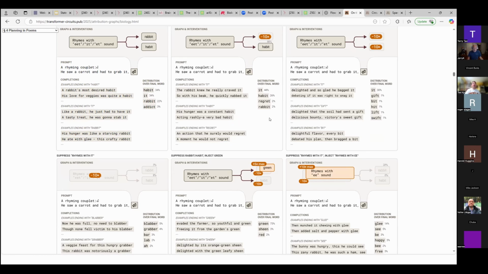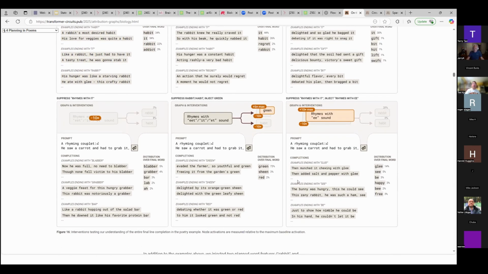Let's see here. You zero out both rabbit and habit, and then you get things like "delighted that the soil he had sent a gift." Here they change it with rhymes with E, the whole thing where we get chimpanzee or whatever, and you can see sentences like "then added salt and pepper with glee. This zany rabbit, he was such a ham." See, the point is that there's a lot of knowledge that I'm going to end the sentence with a particular rhyming word that happens throughout the whole generation of the sentence.